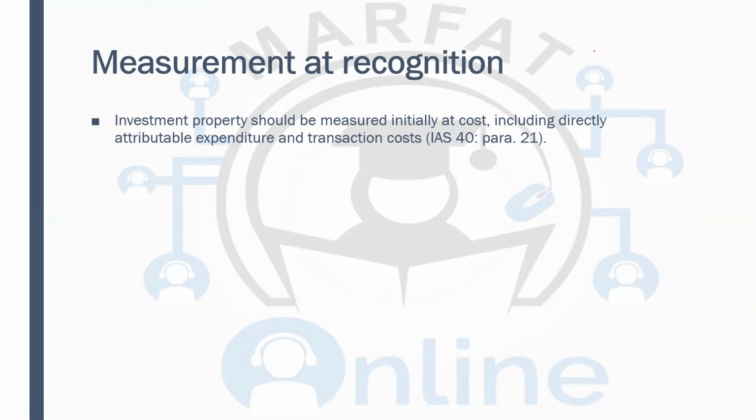Then you have the measurement at recognition. Measurement at recognition means the initial measurement. The initial measurement, just like IAS 16, is going to be at cost. And we have discussed this in quite detail in IAS 16. The initial measurement is going to be at cost, and cost includes directly attributable expenditure and transaction cost.